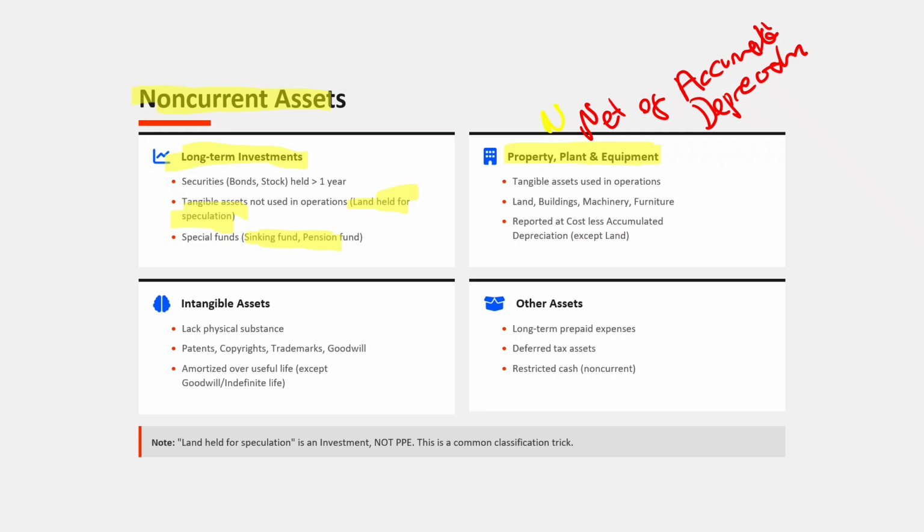The third one is the intangible assets. What are those? Those are assets like patents and goodwill. They are non-physical but valuable for the company.